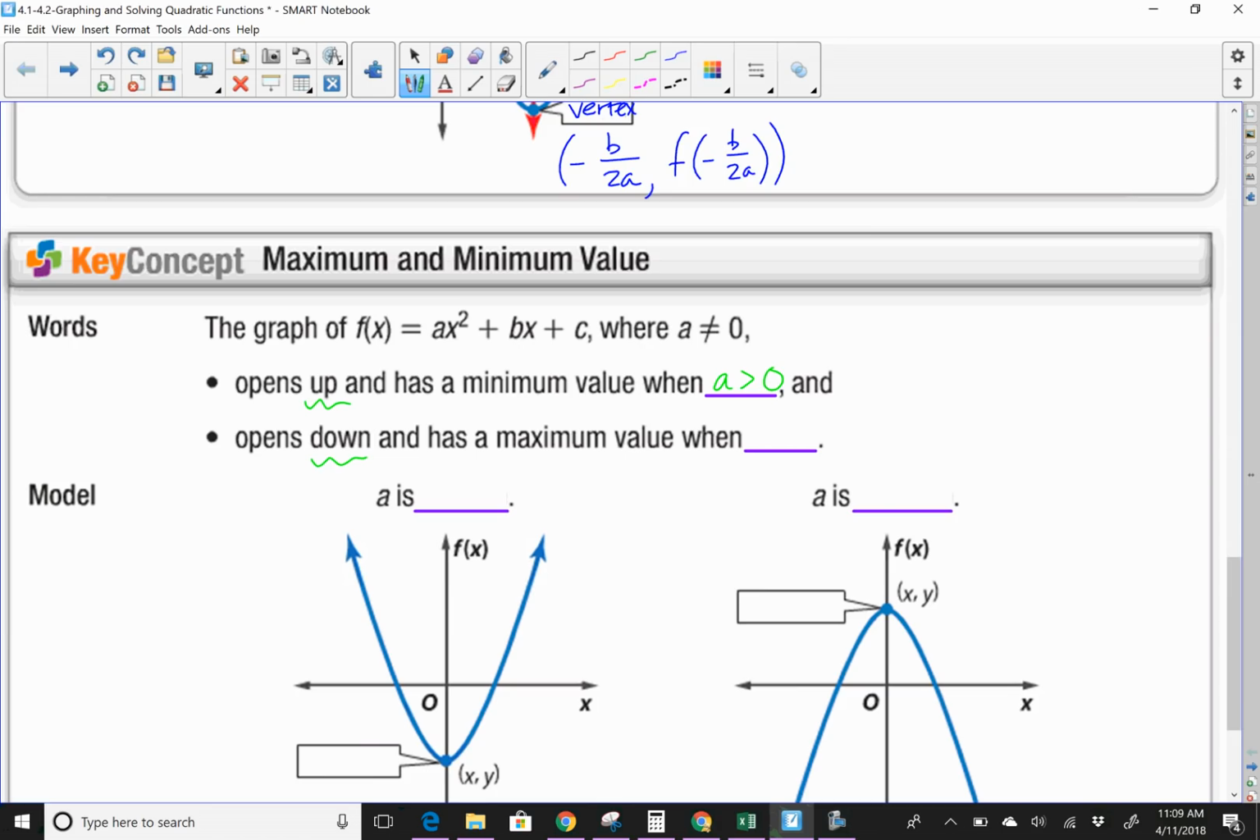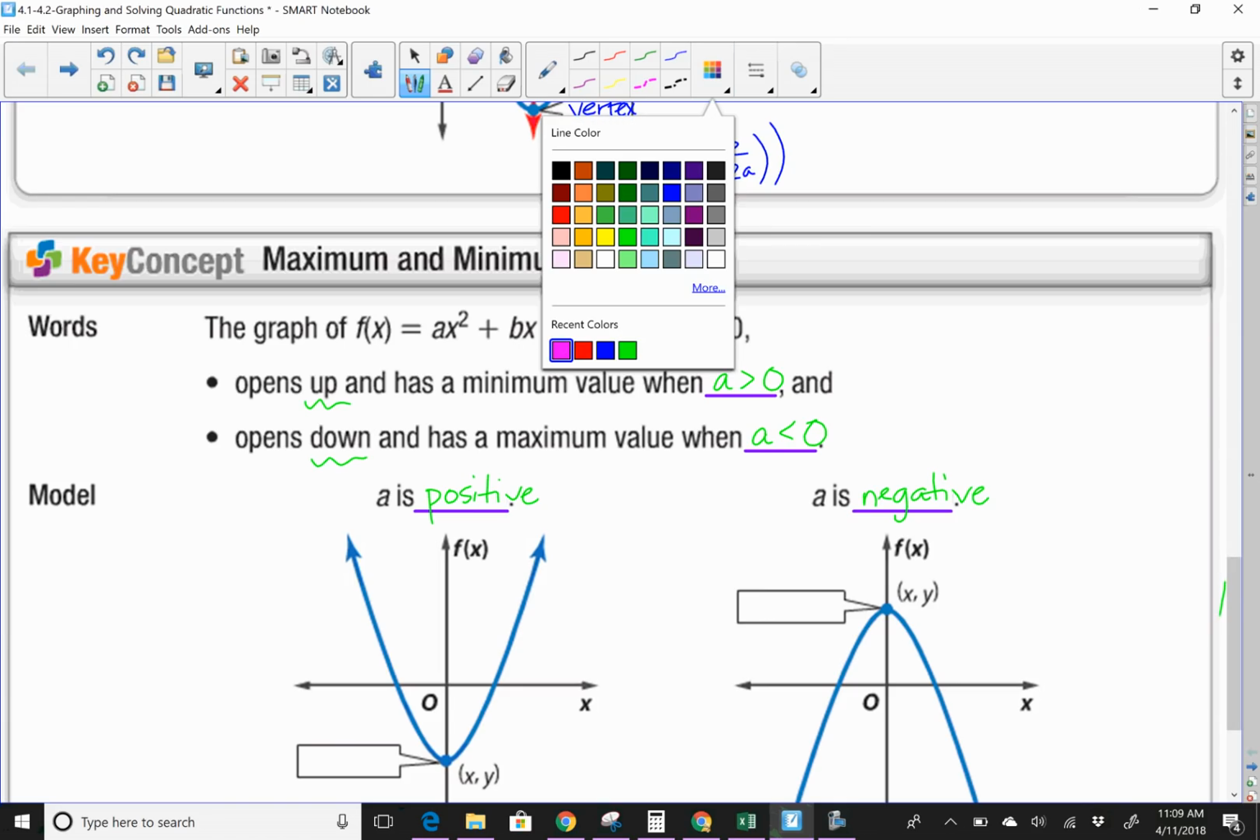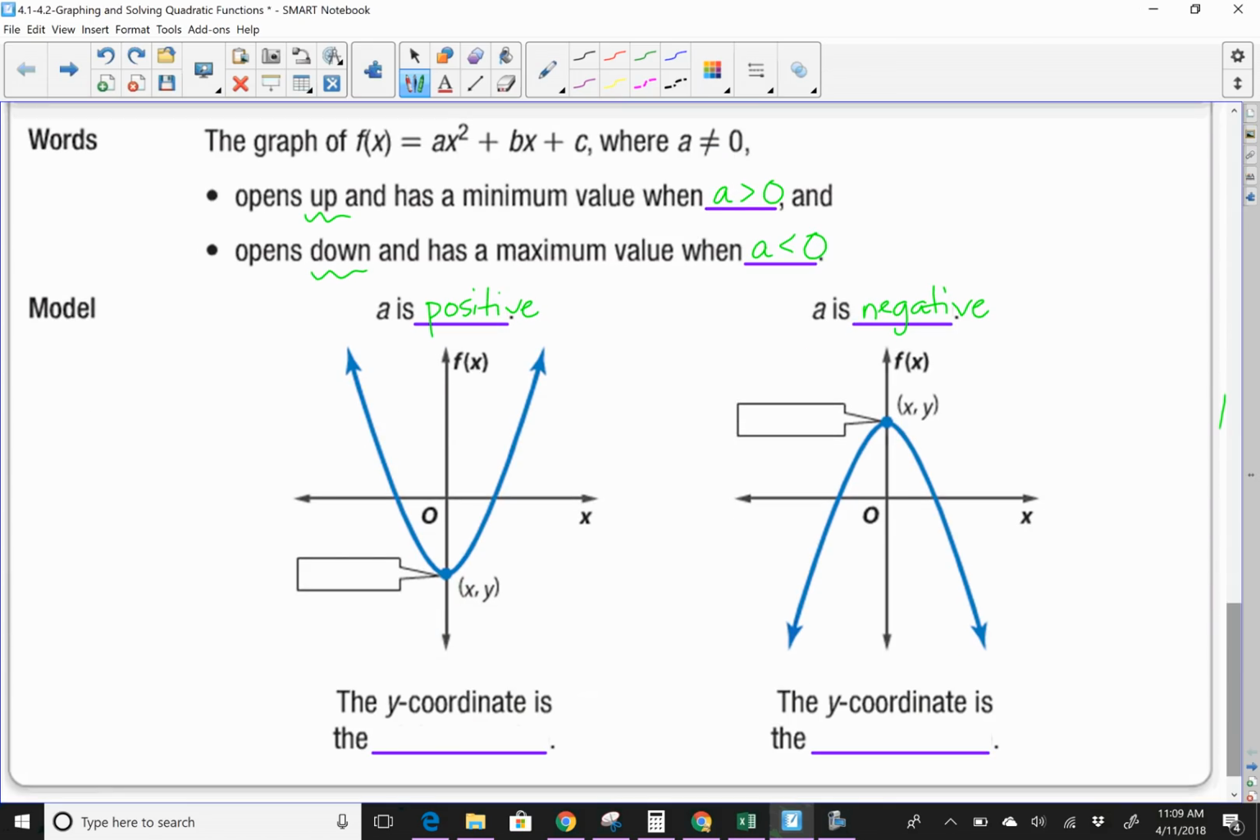It will have a maximum value when A is less than 0, or negative. So in this particular one, A is positive, and over here, A is negative, because we know it's going down. All right, let's go back to that. If A is positive, right here is my vertex, and my vertex will be the minimum value. Over here, it will be a maximum value.